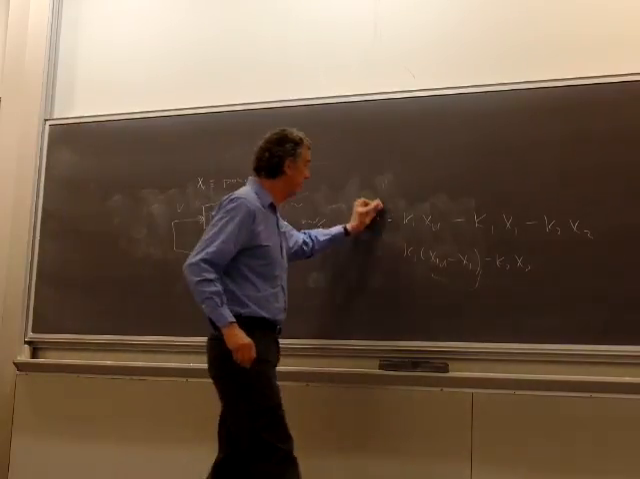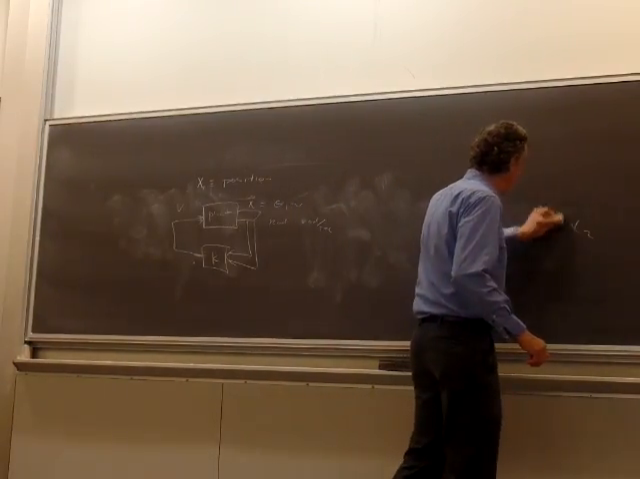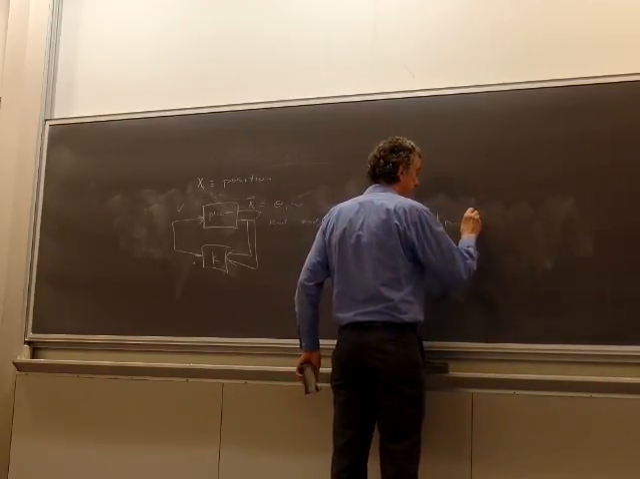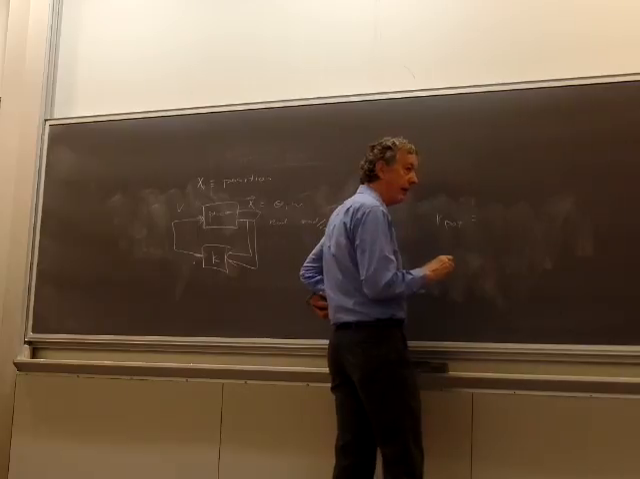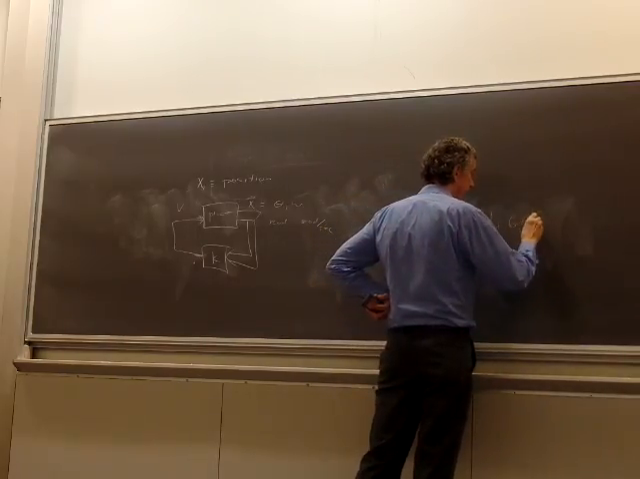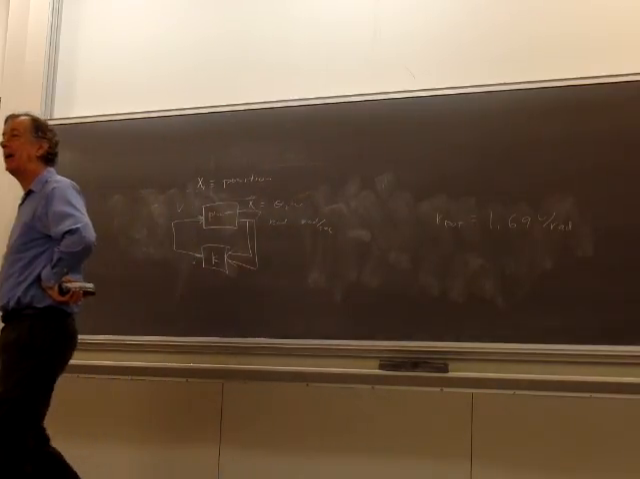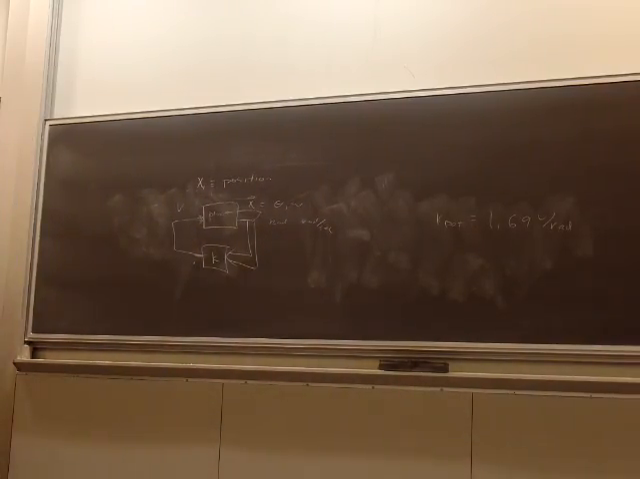So the potentiometer might have some number associated with it. It could be, in fact, one we have for one of the lab systems, 1.69 volts per radian. Okay. With 1 radian, I'll get 1.69 volts. All right.